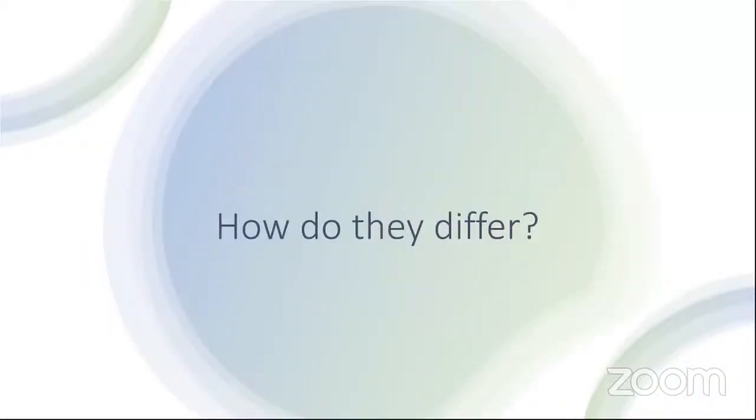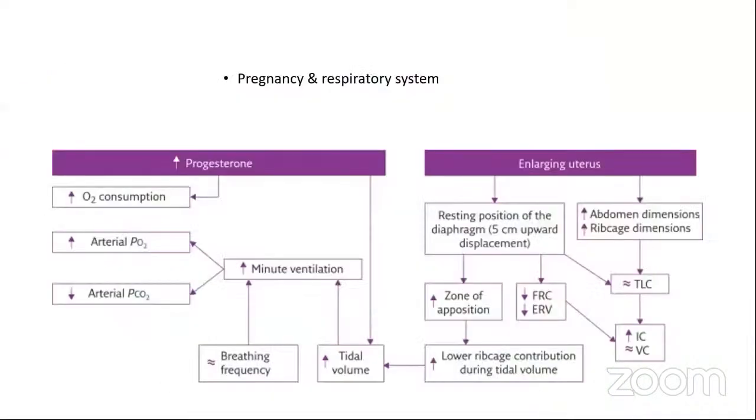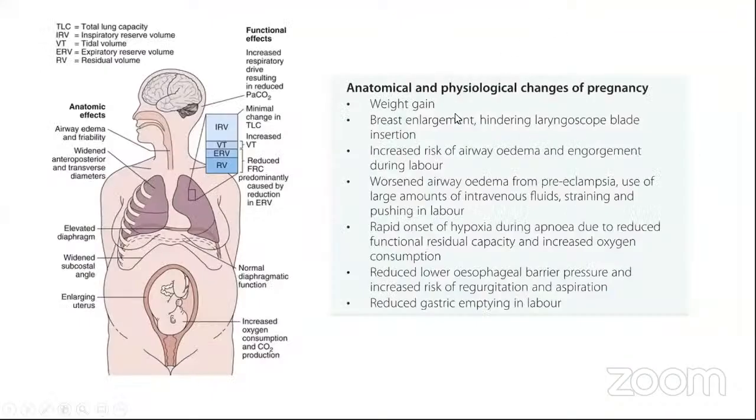How does the pregnant lady differ from the rest? Basically, in pregnancy, there will be increased progesterone and an enlarging uterus. Both will contribute to increased oxygen consumption and increased work of breathing due to reduction of lung capacity and lung volume. In summary, as the pregnancy progresses, the patient will have an increment in weight, so the airway becomes more difficult. The patient will have a short neck, so intubation will be difficult.